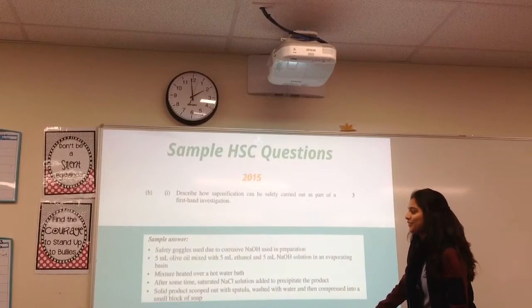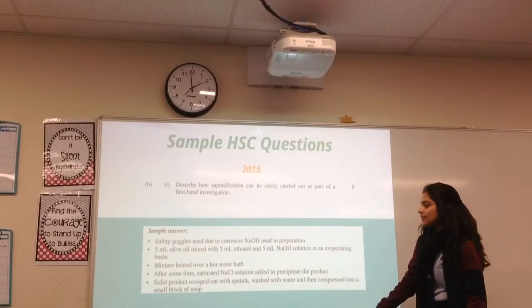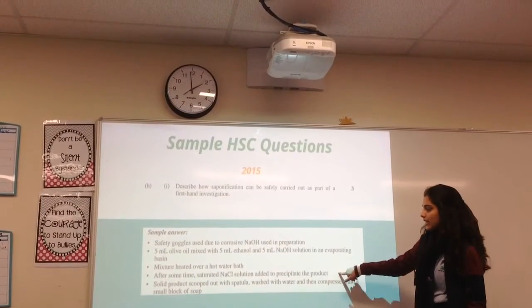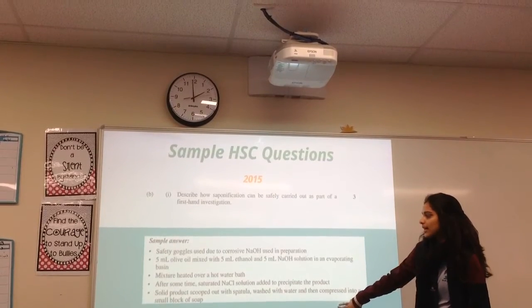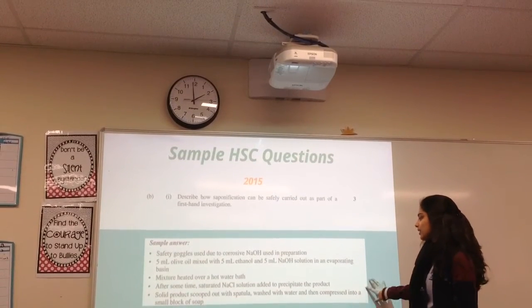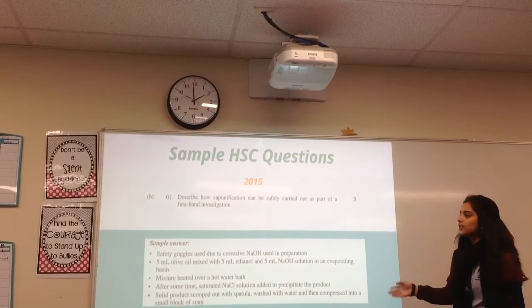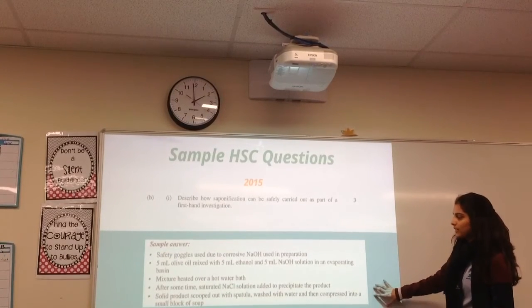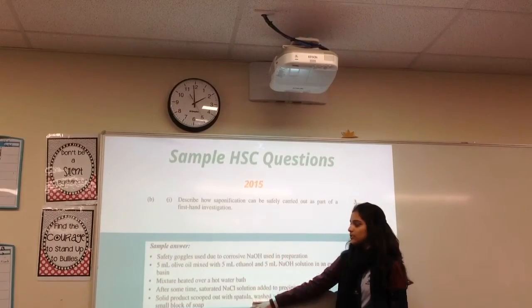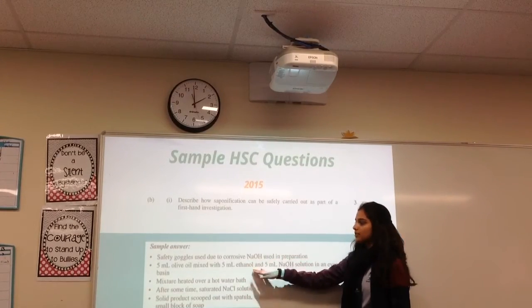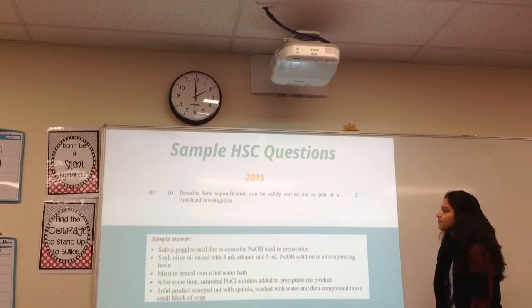The mixture is heated over a hot water bath, or as we did, a hot plate. After some time, saturated sodium chloride solution is added to precipitate the product. The solid product is scooped out with a spatula, washed with water, and then compressed into a small block of soap. For us, it was a different sort of preparation and procedure, but we have to ensure that you talk about safety concerns throughout the whole experiment, not just the preparation, as there are safety concerns throughout the whole thing.